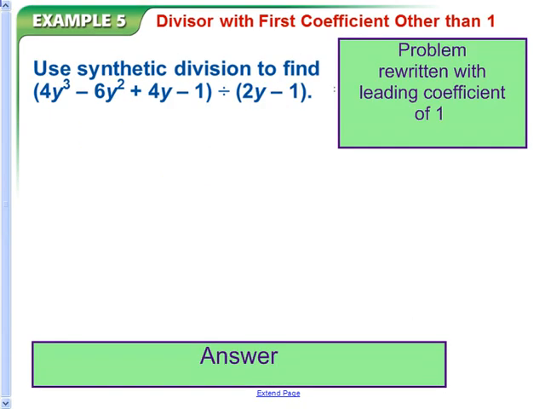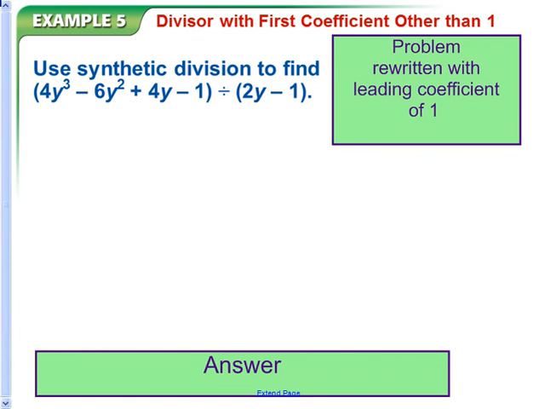All right, let's take a look at another one. When we do synthetic division, we need to make sure that the coefficient right here is 1. And in this case, it's not. So I need to divide every single thing by 2.